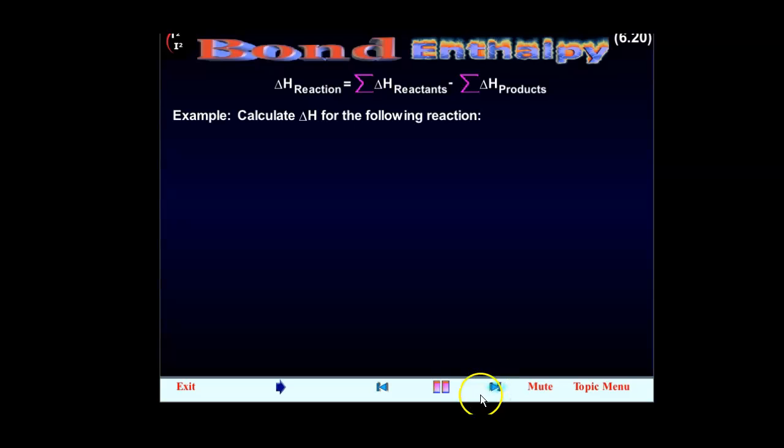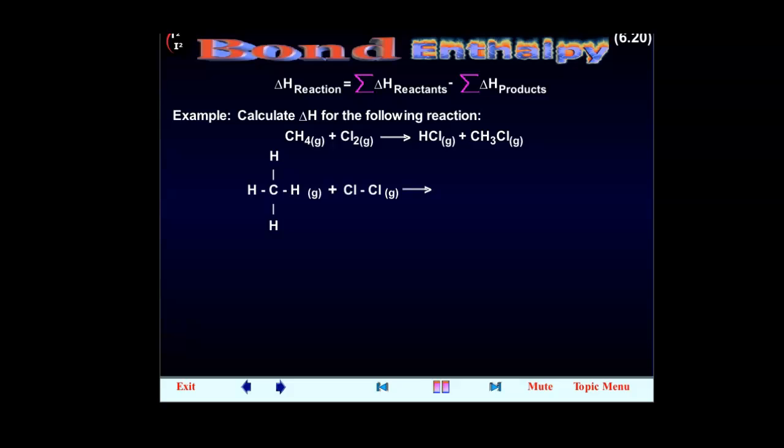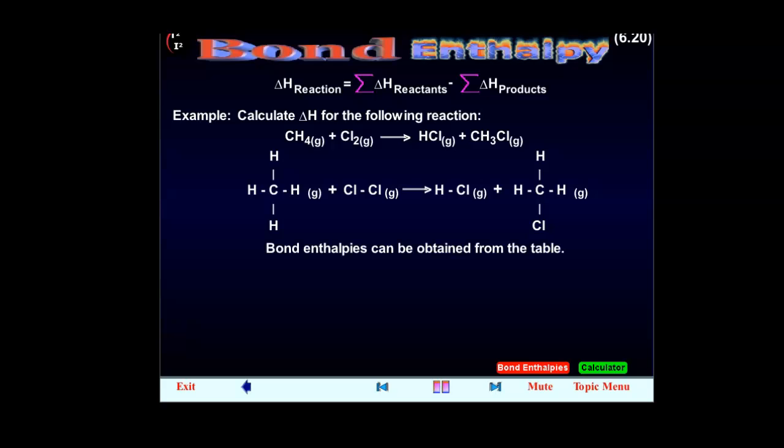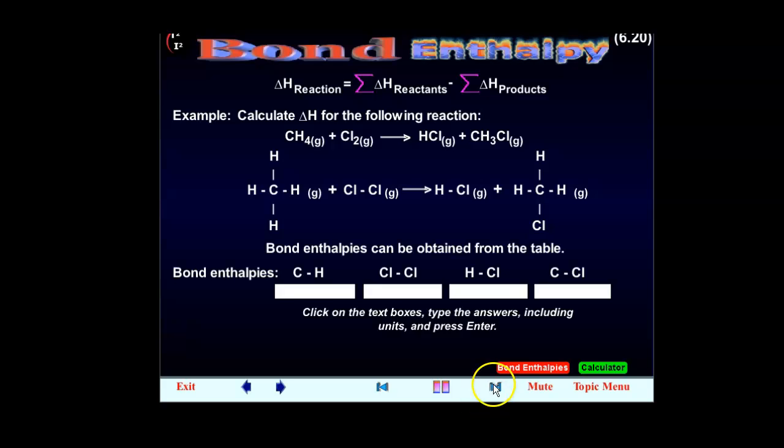Example. Calculate delta H for the following reaction. Bond enthalpies can be obtained from the table. All right, this is the breaking down of the bonds here. This is bond breaking, and this one will be for bond formation. So remember, it's going to be summation of reactants enthalpy minus summation of products enthalpy.